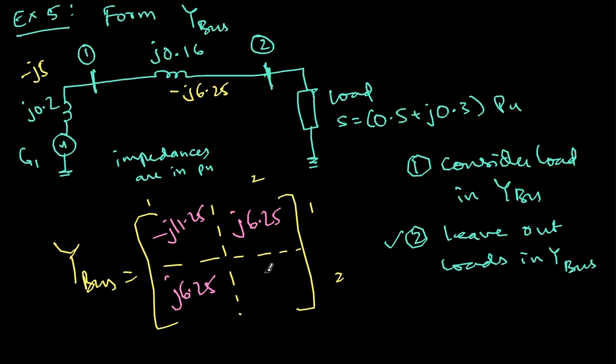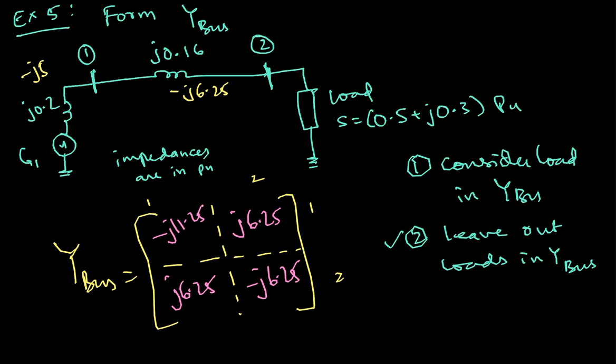11.25. What about this? So at bus 2, this I am not considering at all. So for the time being, simply ignore this. So I'll just have minus j6.25. So this is the bus admittance matrix for the above system.